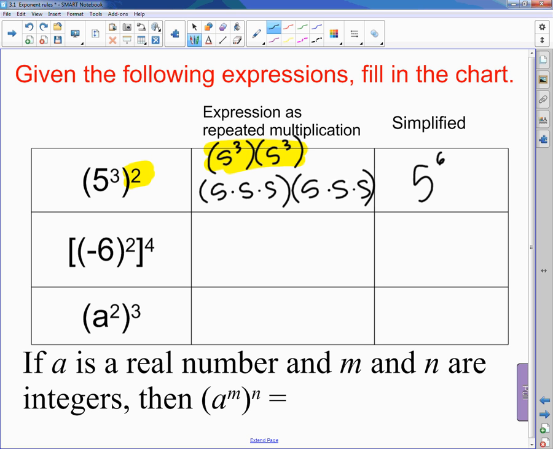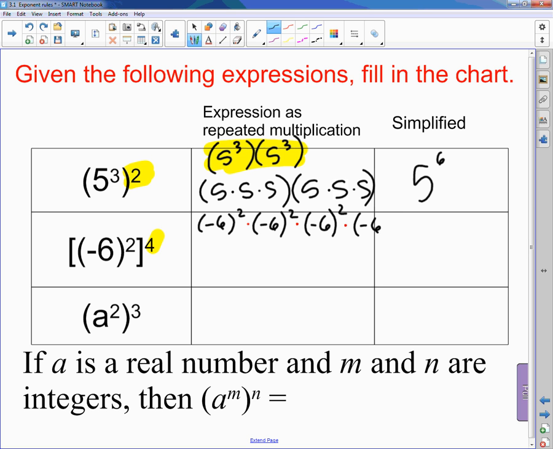Let's go ahead and try the second one. All right, I have negative 6 squared to the 4th. So let's write out a negative 6 squared 4 times. So I got negative 6 squared times itself 4 times.